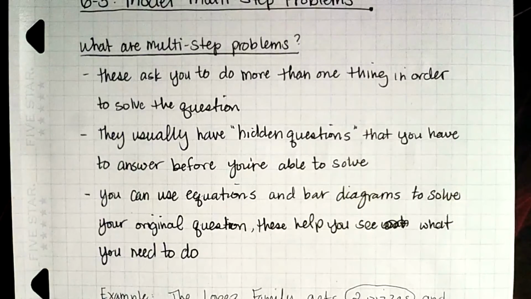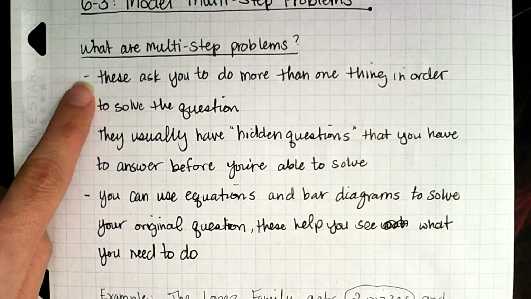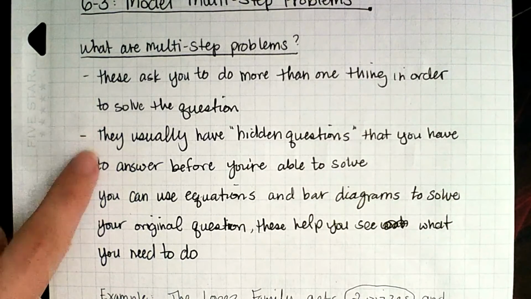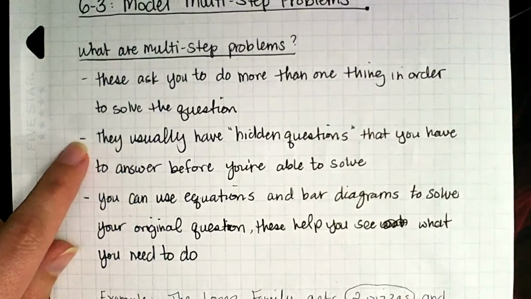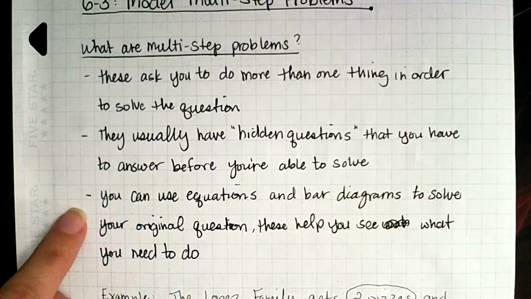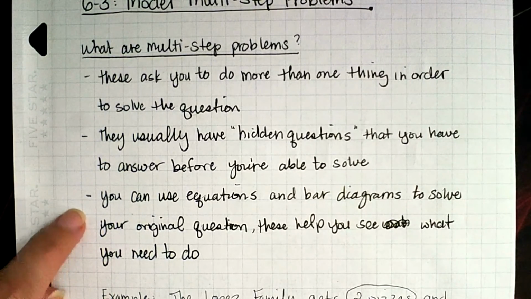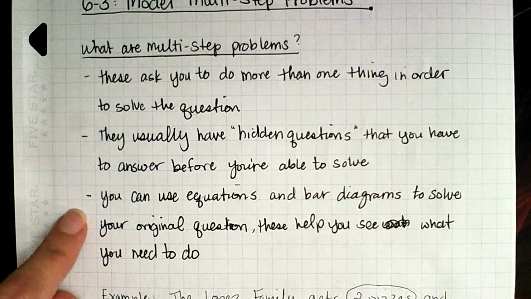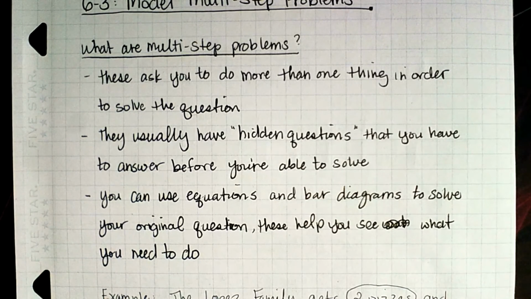Remember your notes up here. Multi-step problems ask you to do more than one thing. They always have at least one hidden question. And you can always use equations and bar diagrams or illustrations to help you solve all of the questions that you need to answer. As long as you're following these steps and you're taking it one piece at a time, you're going to be able to solve any of the multi-step problems that you come across.